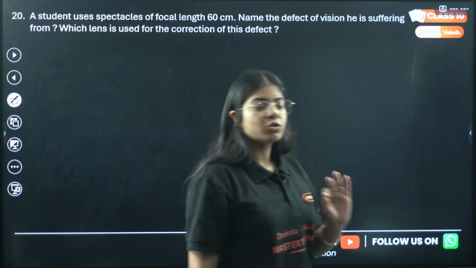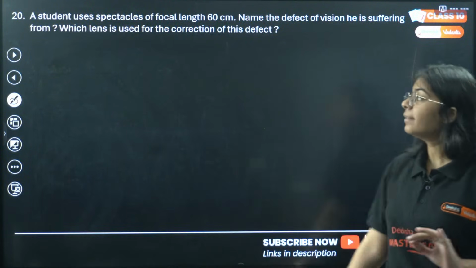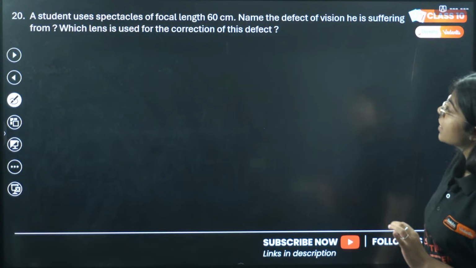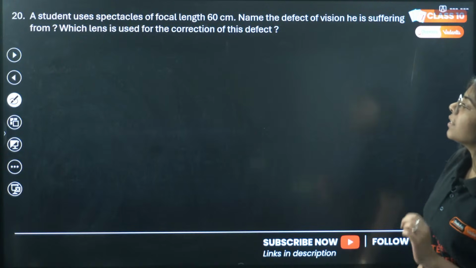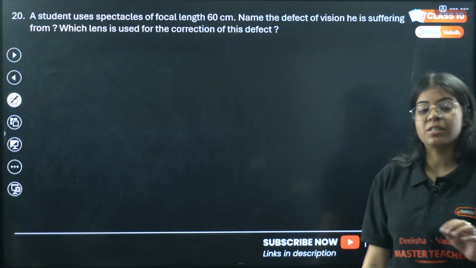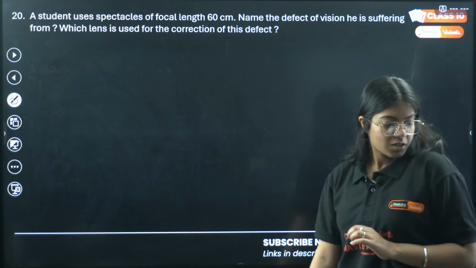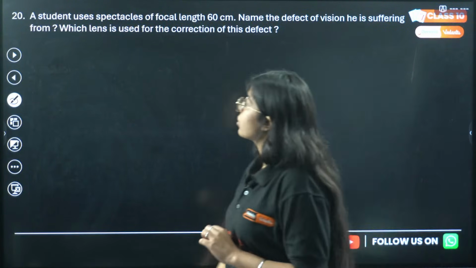A student uses spectacles of focal length 60 centimeter. Name the defect of vision he is suffering from. Which lens is used for the correction of this defect? Check the 18th question.